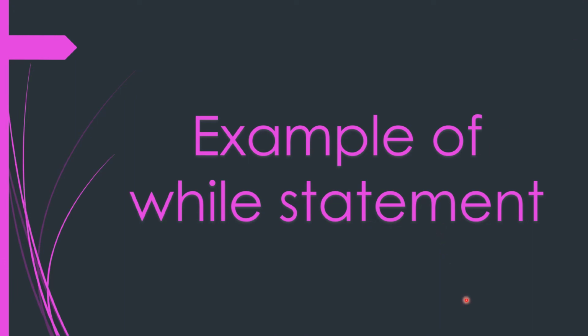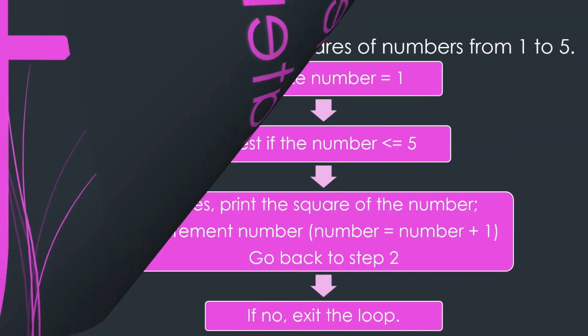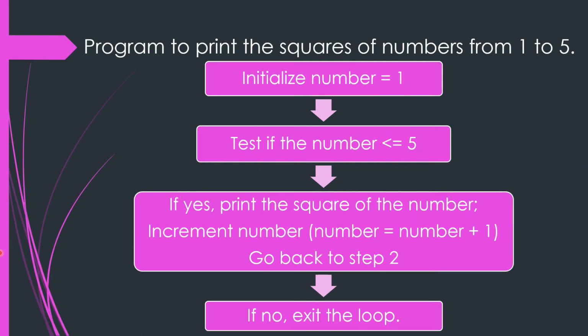Now let us talk about an example of the while statement. Here we are going to make a program to print the squares of numbers from 1 to 5. Here are a few steps that we have to follow. Our first step is initialize number equal to 1. In the while statement, initialization is an important step. We have to initialize the specific variable. Here we have taken the variable number and we initialize its value to 1.